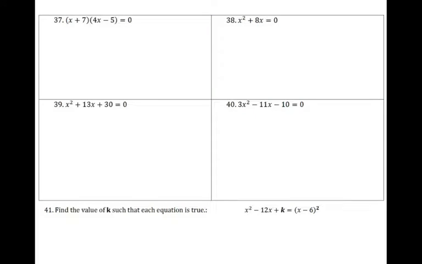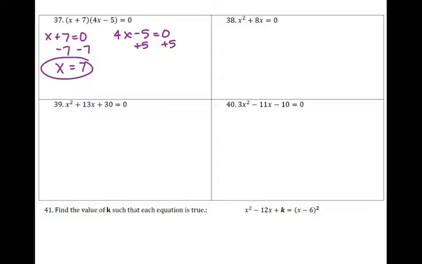Okay. 37 is set up as factors. So I'm going to use the zero product property, which tells me that I can set each factor equal to 0, and I can solve. For my first one, subtract 7 from both sides. I get x equals 7. For my second one, I'm going to add 5. So I have 4x equals 5, and divide by 4. So you get x equals 5/4.